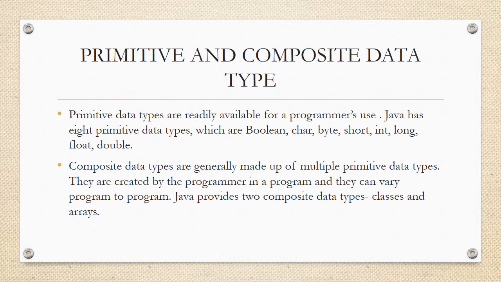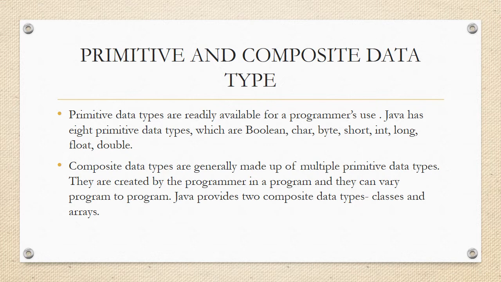Primitive and composite. Primitive means those are available already built up by Java, and they are available for the programmers for their use. You all know that there are 8 types of primitive data types, as you have done in previous classes: boolean, char, byte, short, int, long, float, double. These 8 are primitive data types which are already available for the programmers.